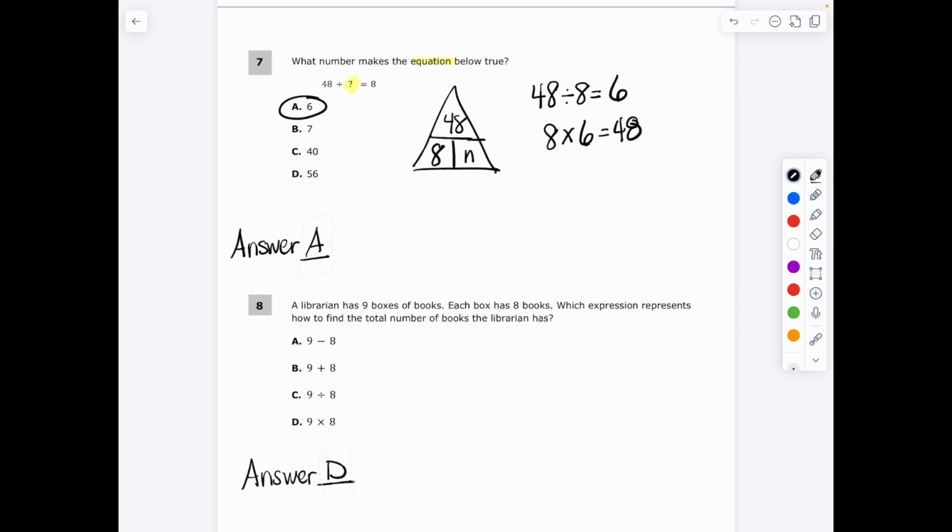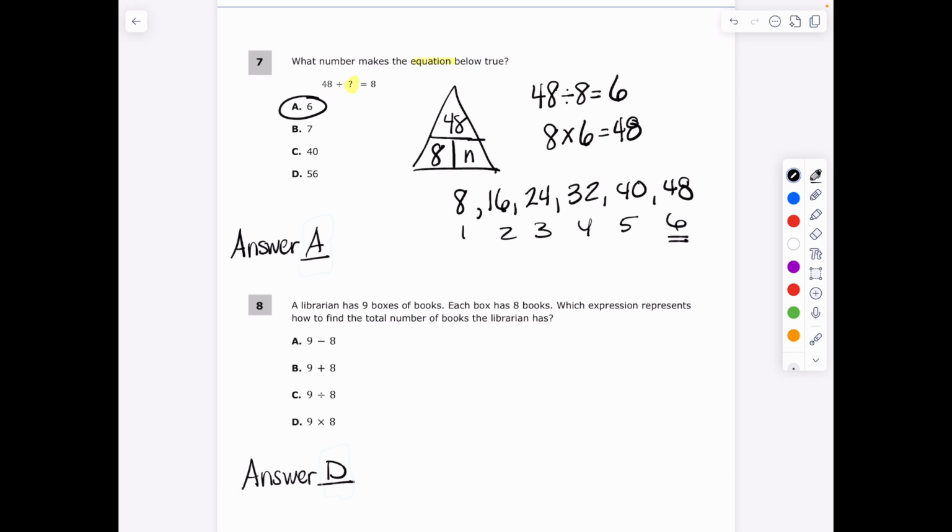Some kids might go and start skip counting by 8. So it might go 8, 16, 24. And they might do this until they get to 48 and then just count how many 8s it took. And it took 6 8s. So that's another way you could do it. The challenge there is that you have to make sure you count correctly so that you don't make an error.